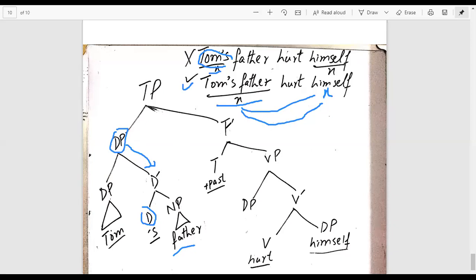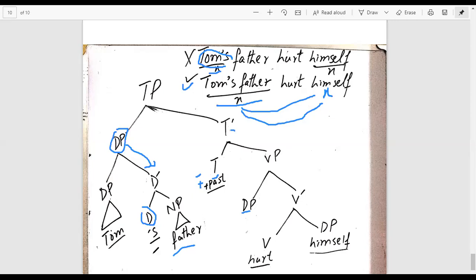On the right hand side of the diagram, we have T bar, or you can also say I bar, and then we have T, that is past tense, and for past tense we normally use this plus sign, and for the present tense you normally use this minus sign, and then T and VP. Under VP, we have this DP, and again V bar, etc. So, hurt and himself.